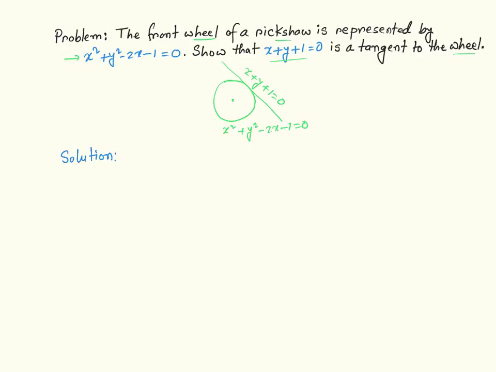Now, to solve this problem, observe the following. If this is the center of the circle, and if this line is in fact a tangent to this circle, then the distance from the center to the line must be equal to the radius. So that's the key to solving this problem. Any line that's going to be tangent to this circle, the distance from the center to that particular line must be equal to the radius of the circle. So we are going to use this property.